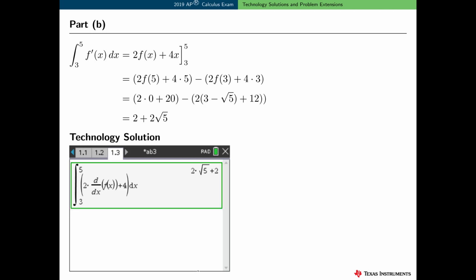Here's a technology solution. And remember, I already defined the function f. Now, it's a little taxing to write the derivative this way, but again, this returns the exact symbolic answer. And I didn't specify the value of f of 3 in any way.